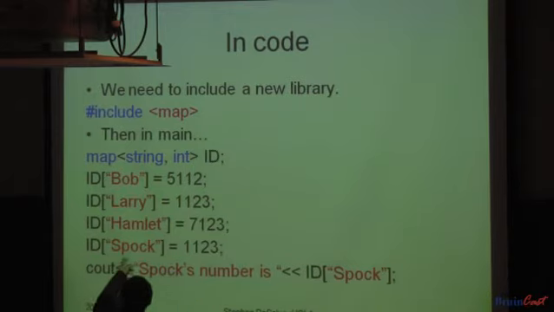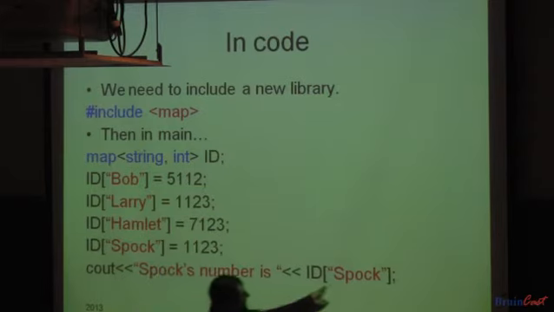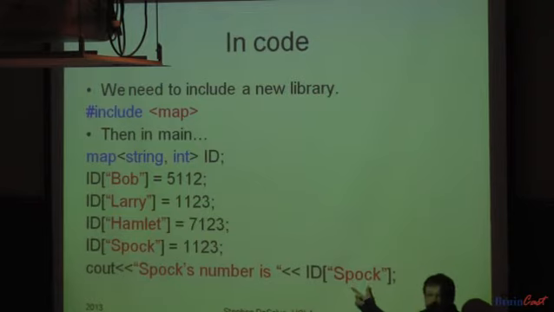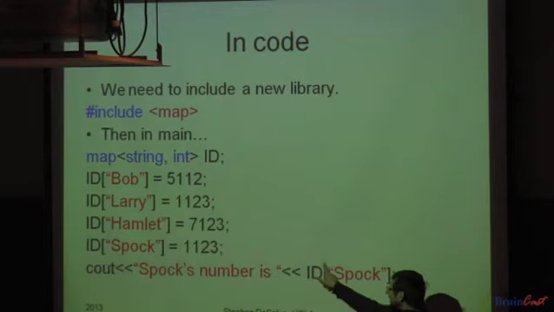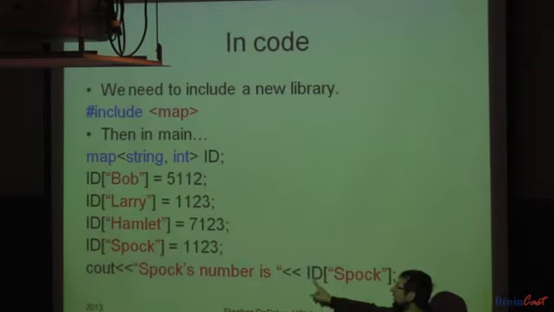And so here, for example, I set up all of these equalities, and then at the end here, I can access a value based on what's called the key. So ID of, and then we give it a key, and it returns the value. Now, what is this notation? Square brackets telling you about the data type of ID.